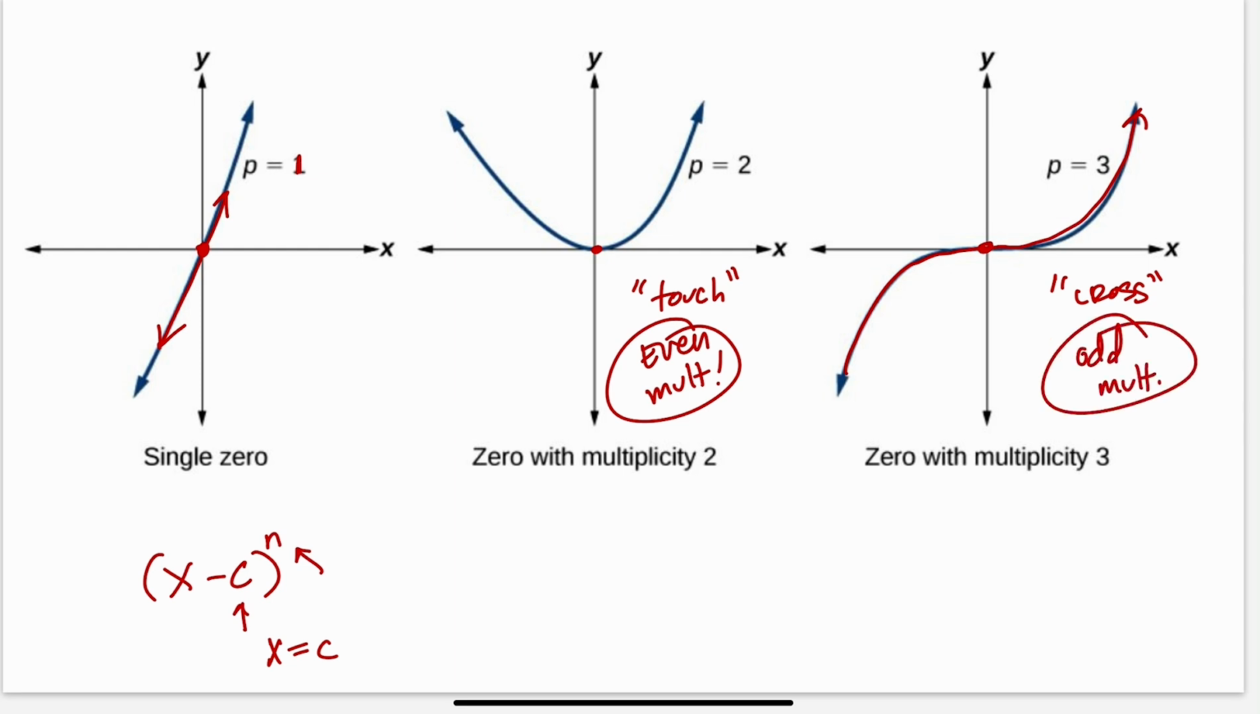So if the factor associated with your 0 is raised to an odd number, then you'll cross. That will be your local behavior. And your local behavior at that 0 will be a touch if that 0 has an even multiplicity.